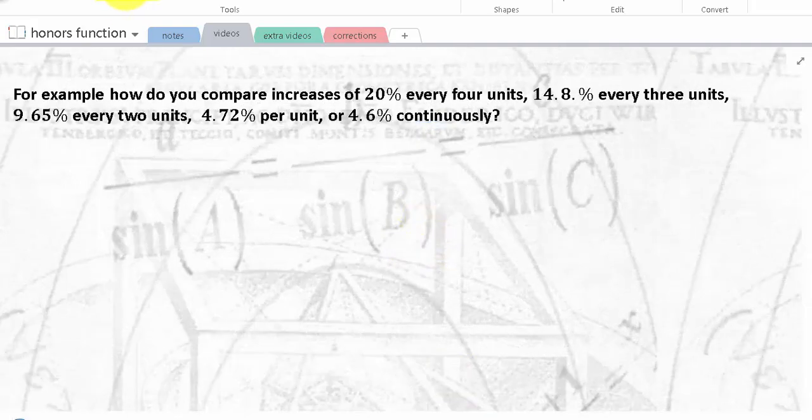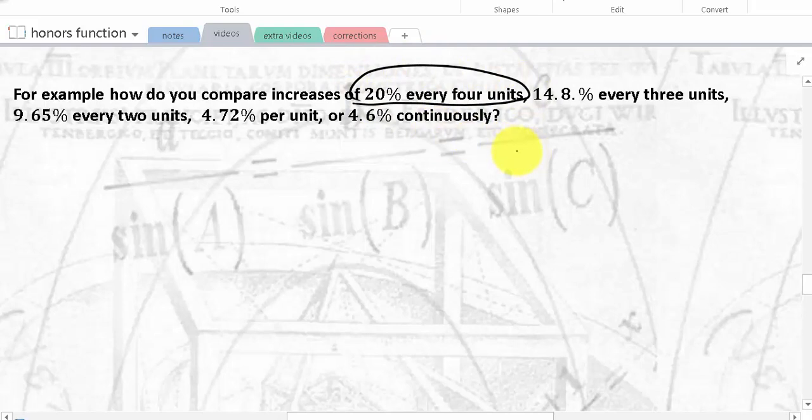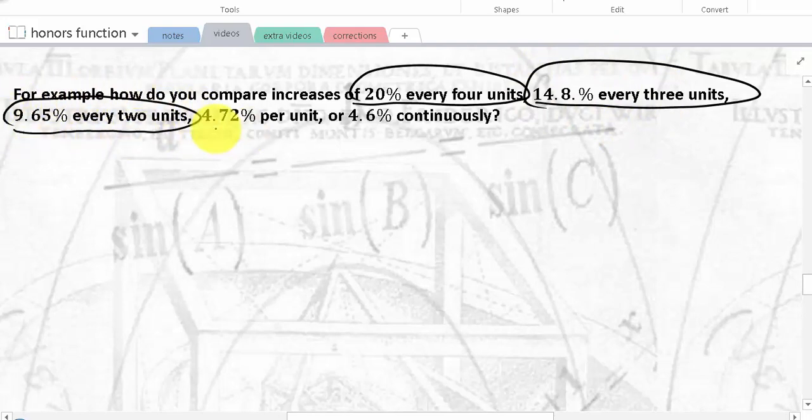So here we go. I want to compare an increase of 20% every 4 units with an increase of 14.8% every 3 units, with an increase of 9.65% every 2 units, 4.72% every unit, and 4.6% continuously. You see, so I'm decreasing my units to every 4, every 3, every 2, every 1, all the time. Which one do you think is better?